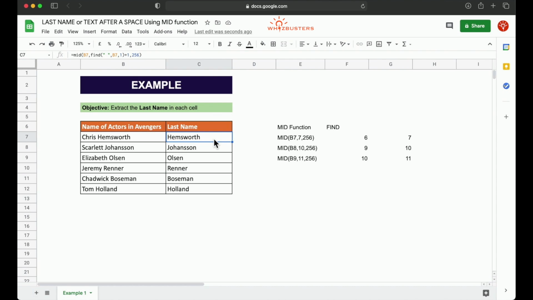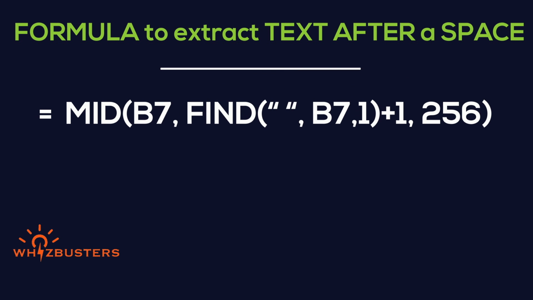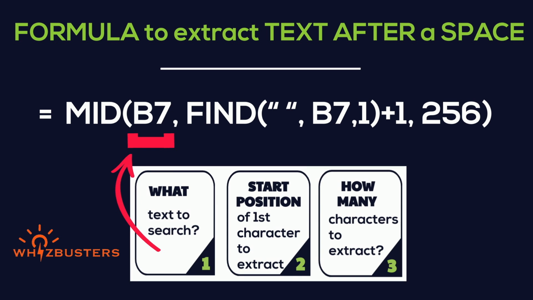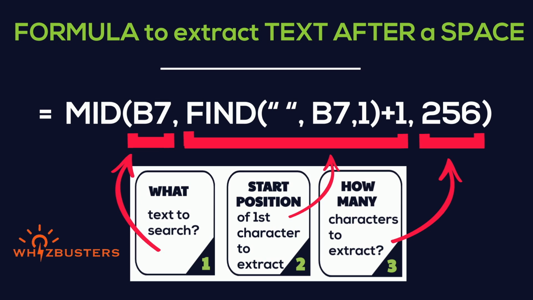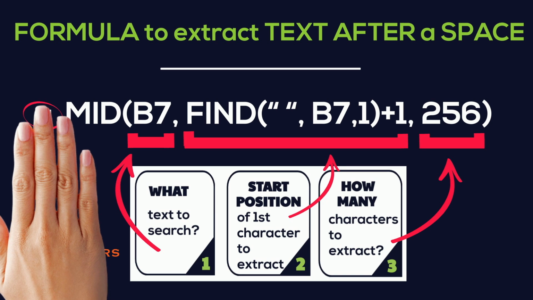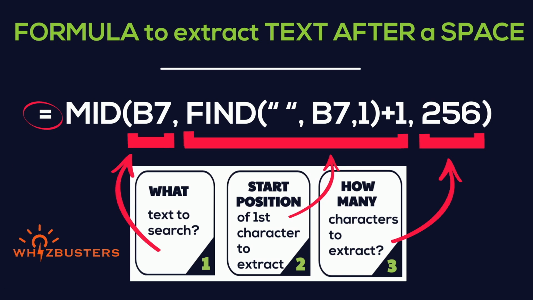Yay, we did it. So as a recap, the formula to extract the last name, or the text after a space, using the mid function is this. This here is the first parameter, this here is the second parameter, and this here is the third parameter. You can replace the cell B7 with your specific cell, which references the text. And don't forget to put an equal sign before the function name.